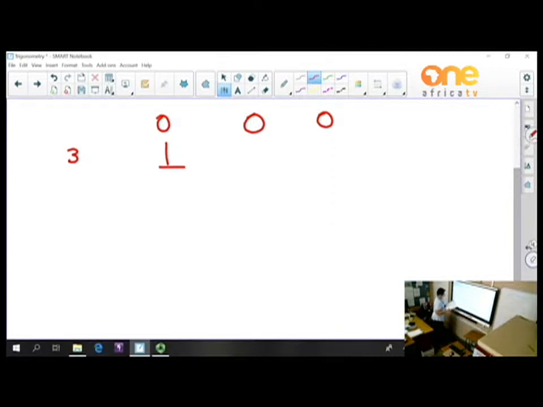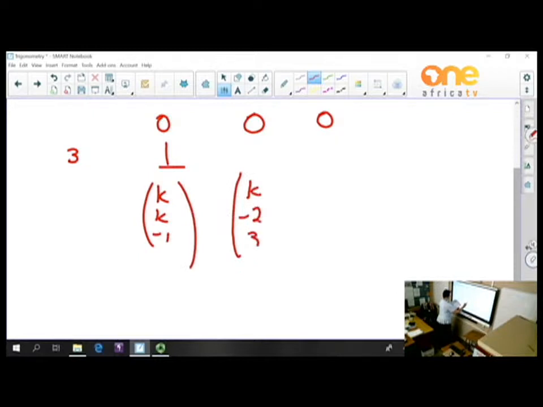Right. So question 3 says, now this is an interesting one, (k, -1, ...) and here we have (k, -2, 3). The question is, for which values of k will these two vectors be perpendicular? Now what do we know? When will they be perpendicular? If a dot b is equal to 0.